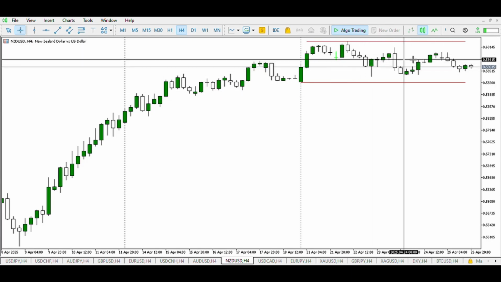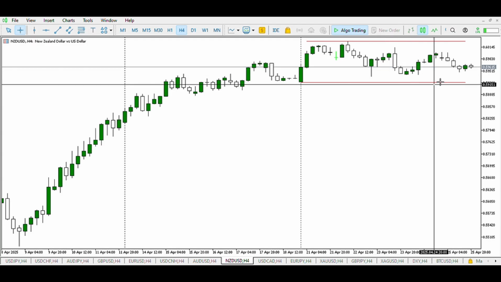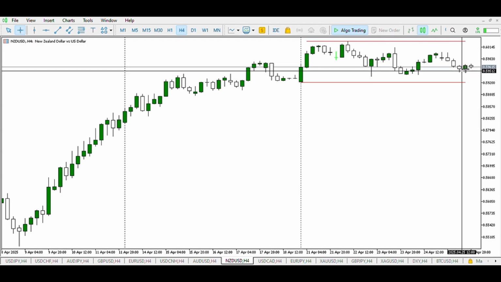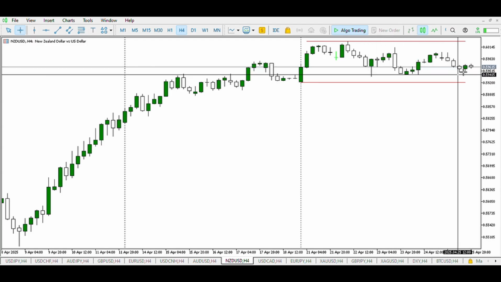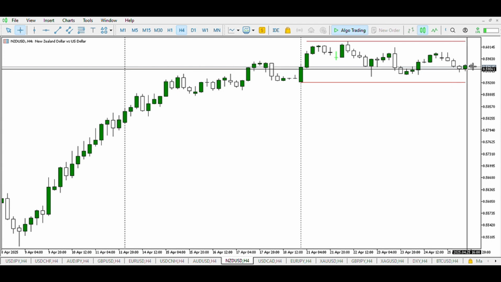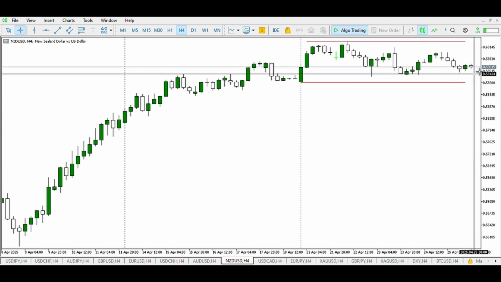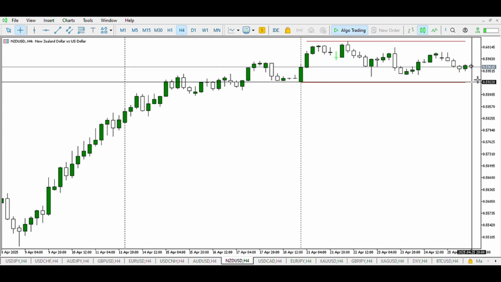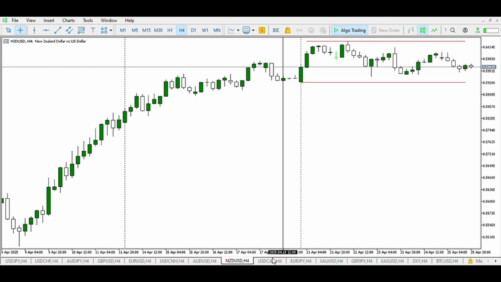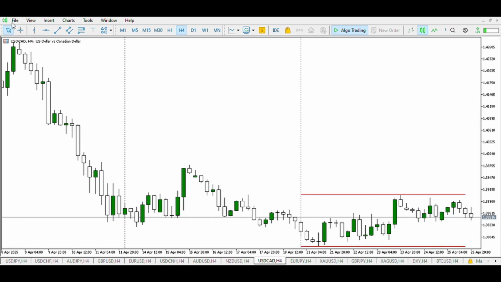Nevertheless, this is also a range bound market, just like AUD/USD. AUD/USD and NZD/USD are correlated pairs, so they move in a similar manner. So those are the possible case scenarios on NZD/USD, as well as gold, because Australia is the country that has the highest reserve of gold, so it moves in tandem with gold.